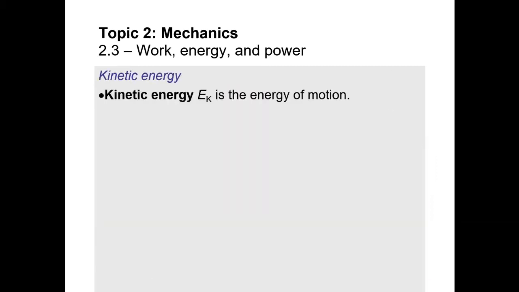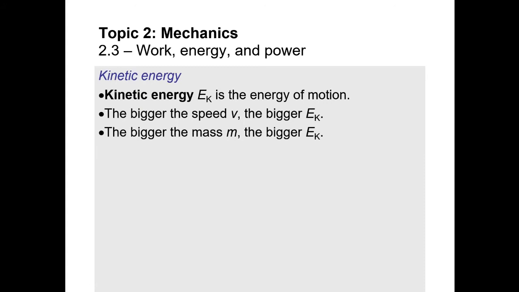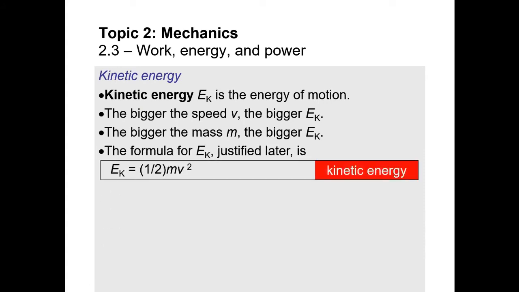Kinetic energy. Kinetic energy, Ek, is the energy of motion. The bigger the speed, the bigger the kinetic energy. The bigger the mass, the bigger the kinetic energy. So the formula for kinetic energy is 1/2 times the mass times the velocity squared.